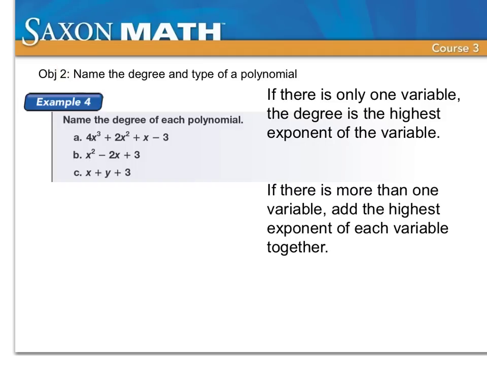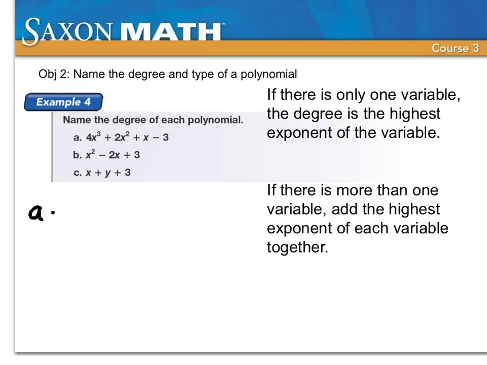Okay, now we have objective 2, which is to name the degree and type of a polynomial. So I added in name the type of the polynomial. This one just says name the degree. So for A, we're going to look at the degree of this polynomial. Now there's two different parts to this here. First part says if there is only one variable, then the degree is the highest exponent of the variable. So let's look at that first.